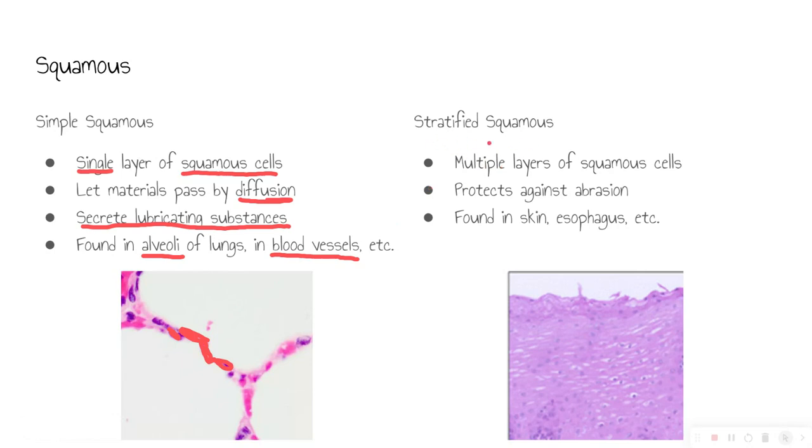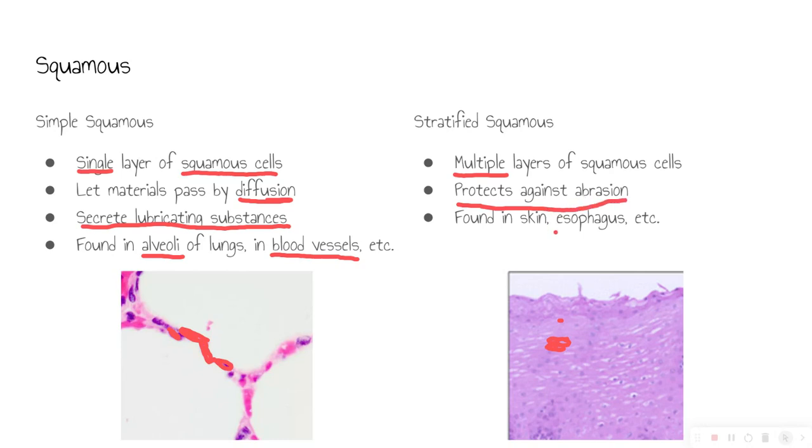Stratified squamous epithelium is going to be multiple layers of squamous cells, and we can see that right here. Each of these dark purple dots is a nucleus. We can see these cells are kind of flat, and it's multiple layers of these squashed cells. This stratified squamous epithelium is going to protect against abrasion.